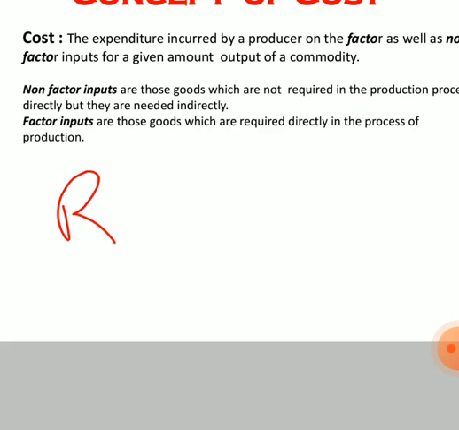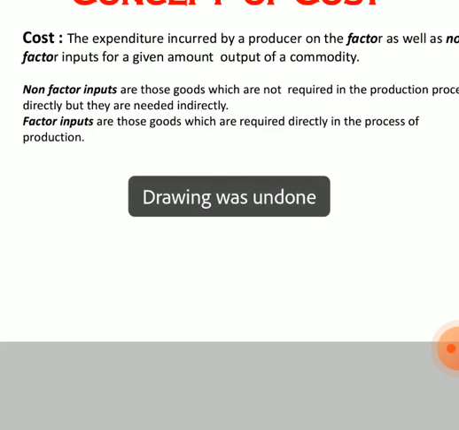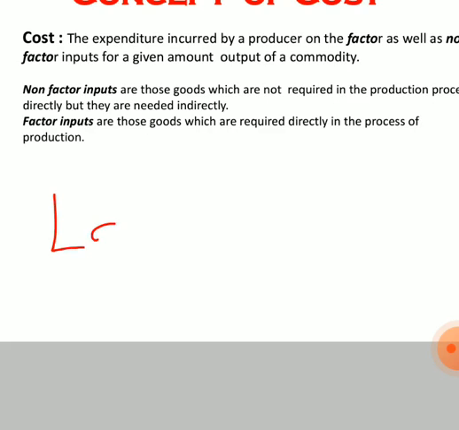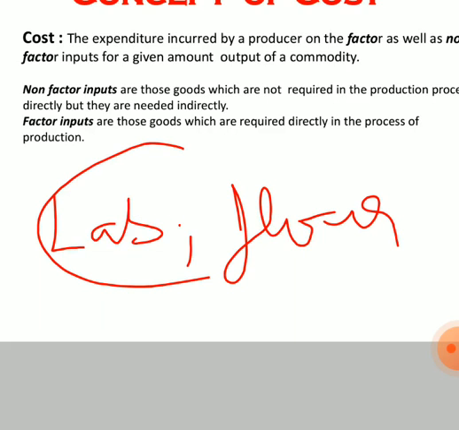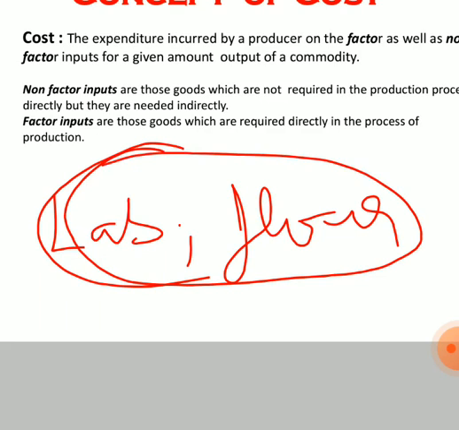Like as I said, if we are producing a packet of biscuit, so first we require labor, okay, then we require the flour or wheat. So these are the two basic examples. There might be other examples also, but these are the basic examples for producing a packet of biscuit.